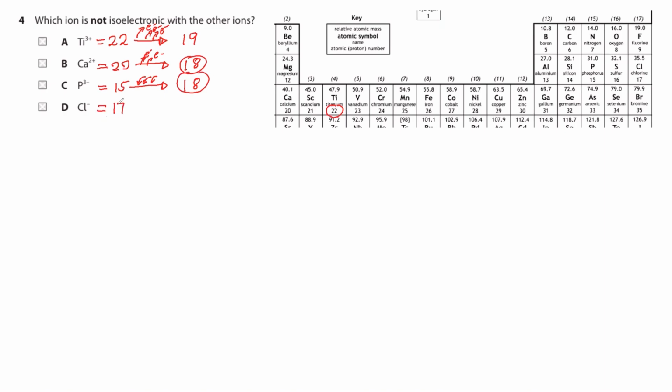Chlorine atomic number is 17. Chlorine minus, the chloride ion, means it gets 1 more electron. So 17 plus 1 is 18. They're asking which is not isoelectronic with the other ions. The one which is not isoelectronic with the other ions is A. A is our answer, because B, C, D have the same number of electrons, which means they are isoelectronic. So the answer for question number 3 is A. Now let's move on to question number 5.